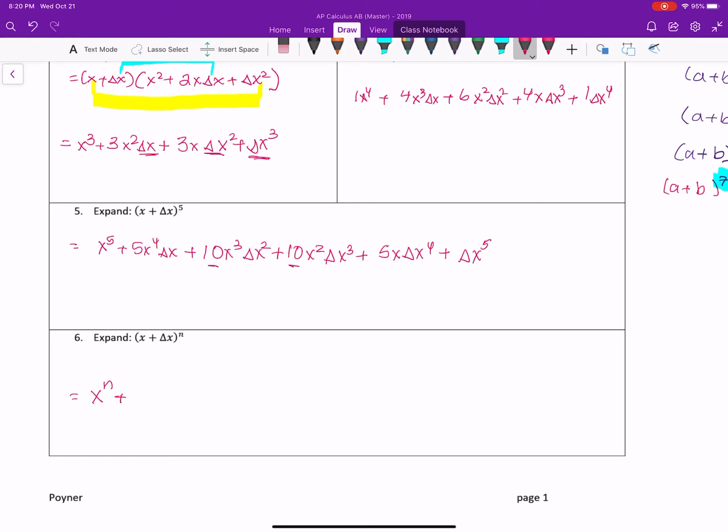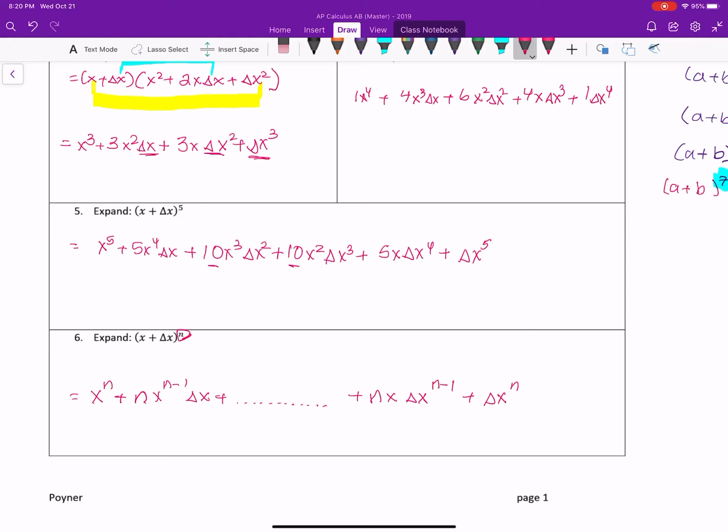I know that the second term is going to be, the coefficient is going to be the power, which is n, and then it's going to be x to the n minus 1, and we're going to have 1 delta x on that. And then we're going to end up with a bunch of middle terms. And I know something similar happens at the end. It's the second to last term. The coefficient will be n as well. We're going to have x, but now it's going to be the delta x that's going to be to the n minus 1. And then the last term is going to be 1, and then delta x to the nth power.